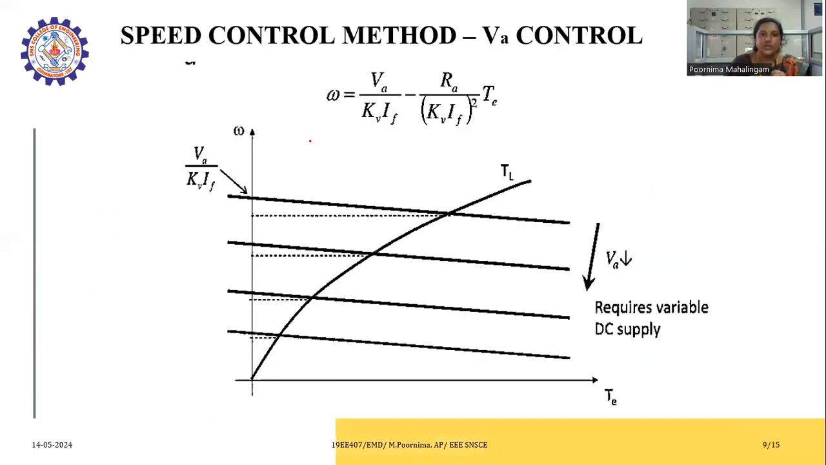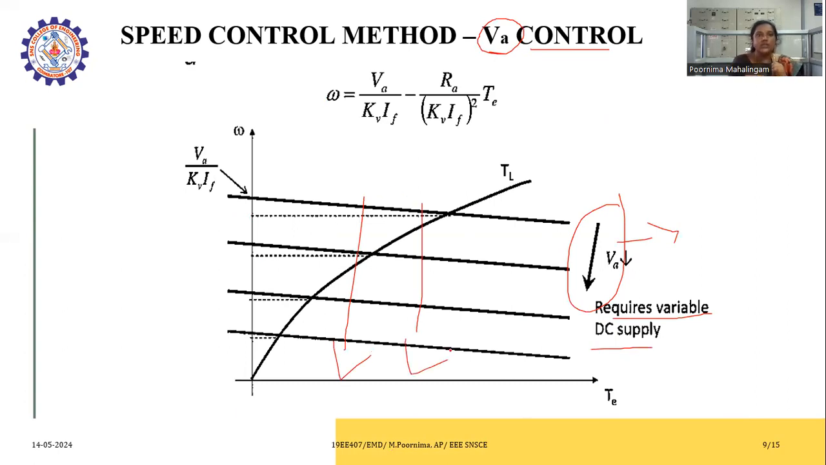Now coming to the speed control method of armature voltage control. Here we vary the armature voltage using a variable DC supply while keeping the other quantities constant. With a reduced DC supply, the speed decreases. The speed is decreased by varying the armature voltage, keeping the others constant. The speed formula is given here.